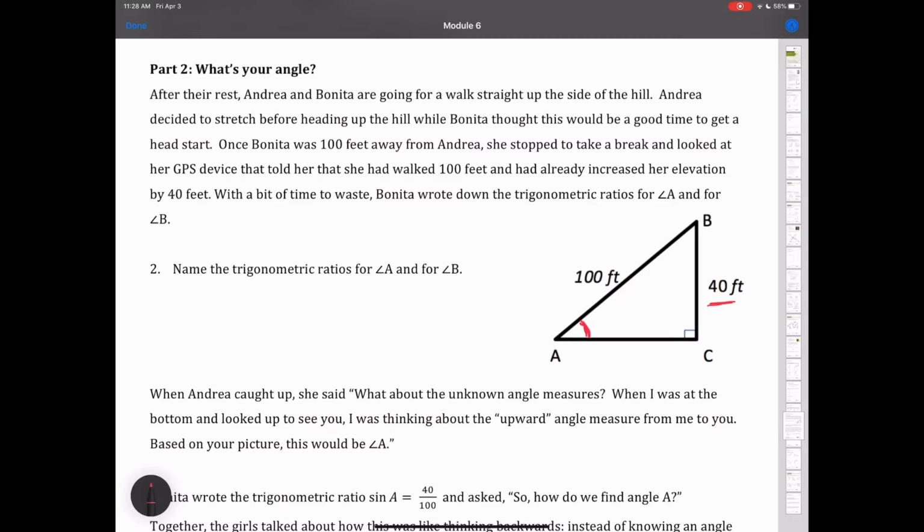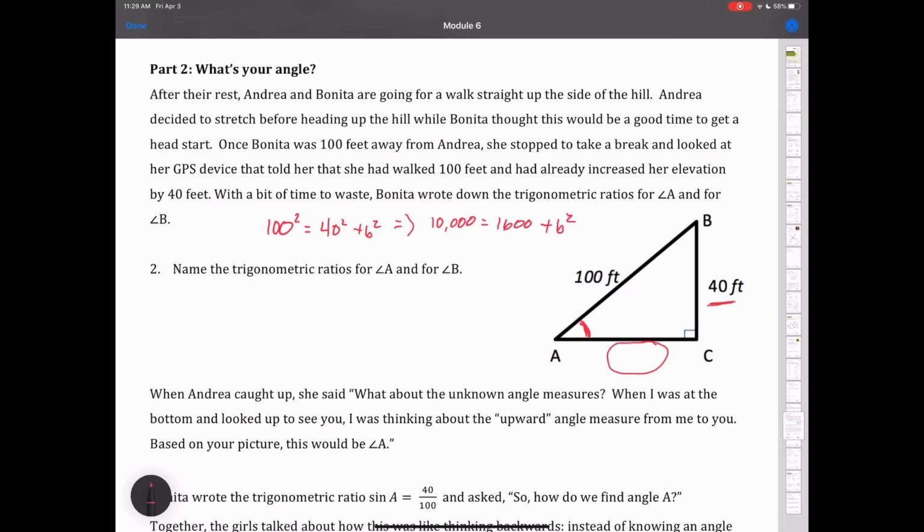However, before we can do that, we need to know what the length of this third side is, right? So we're going to use Pythagorean's theorem real quick, where our hypotenuse is always c, so 100 squared equals 40 squared plus b squared. So we've got 10,000 equals 1,600 plus b squared, okay?